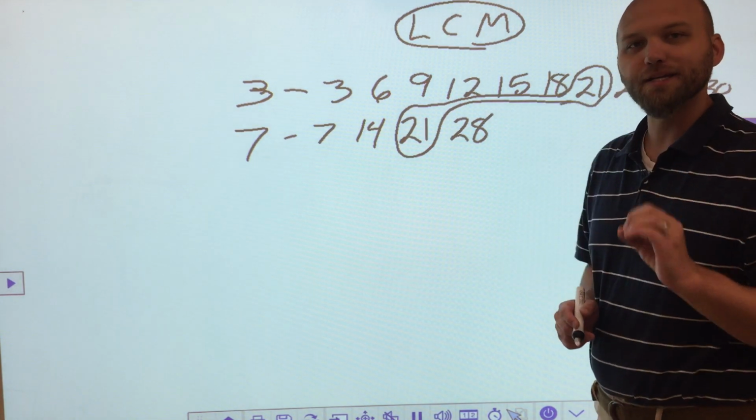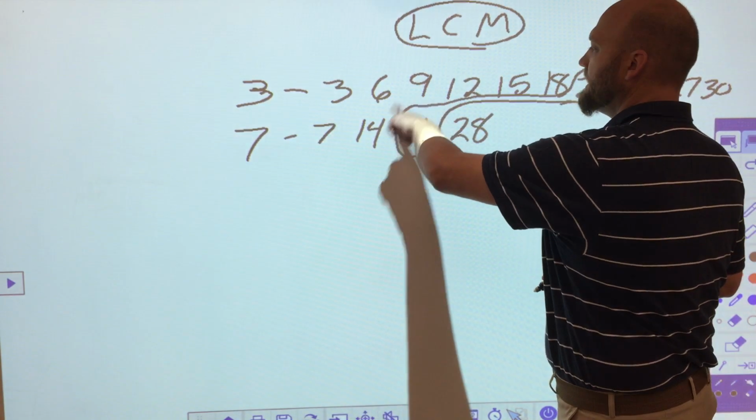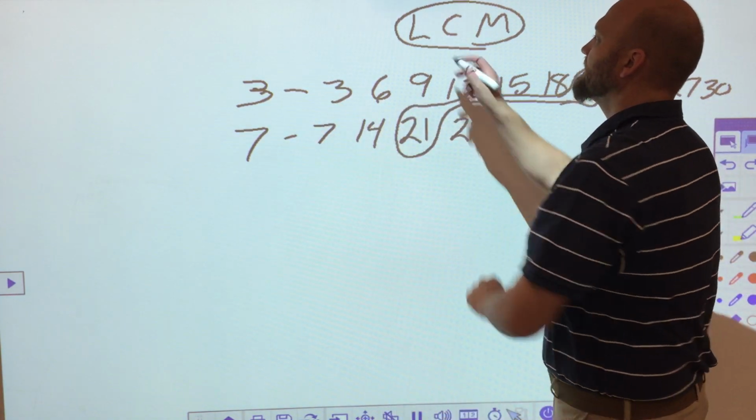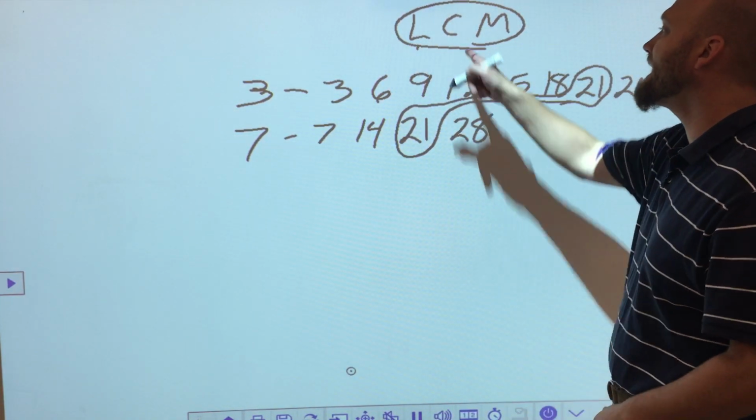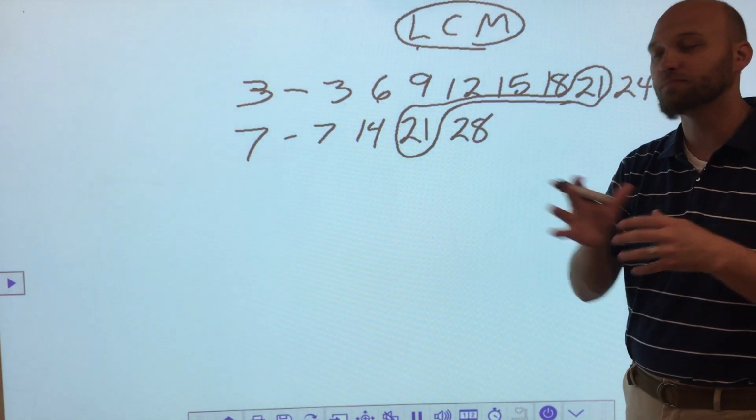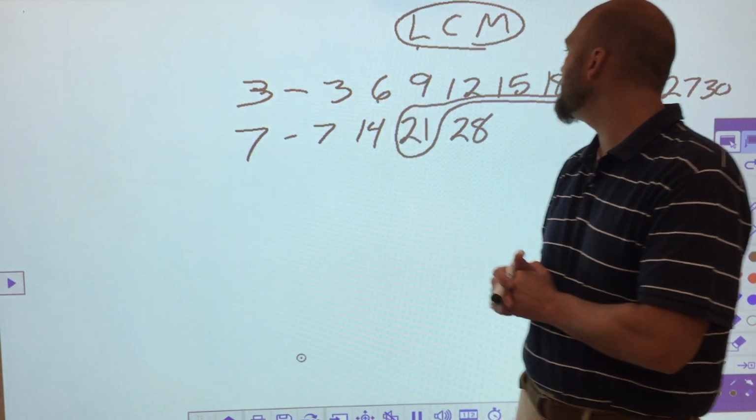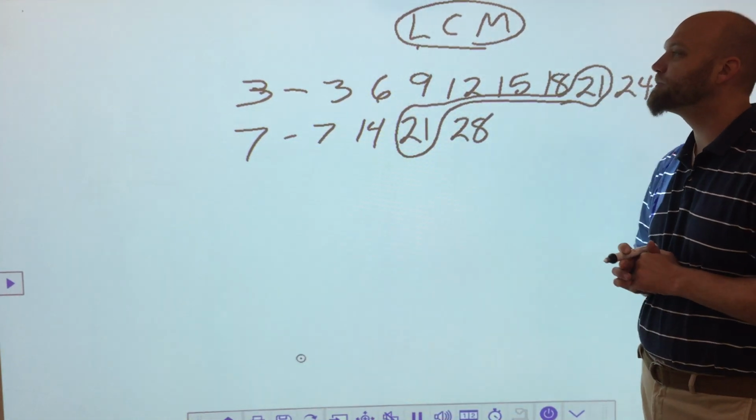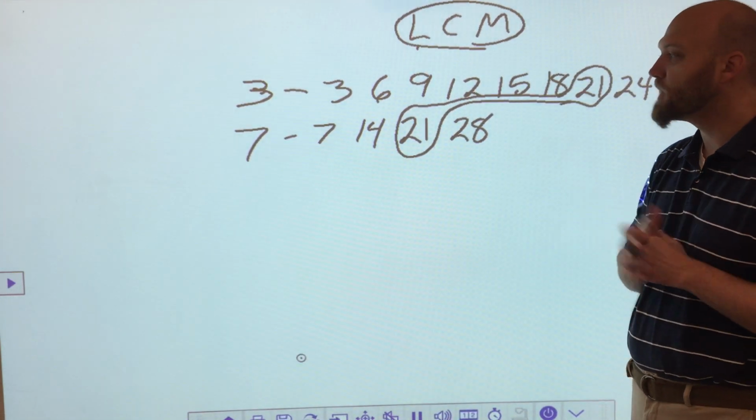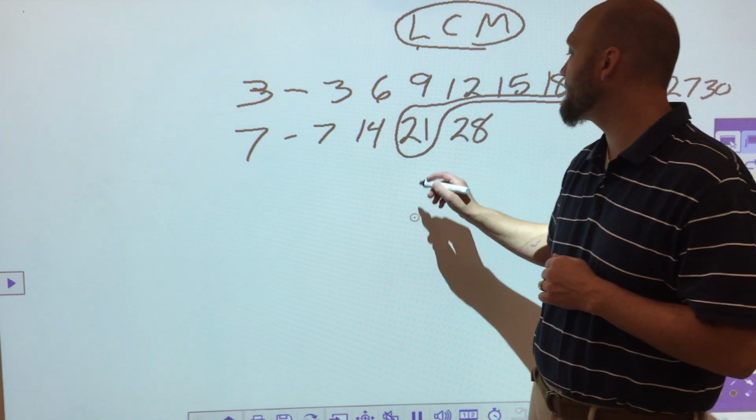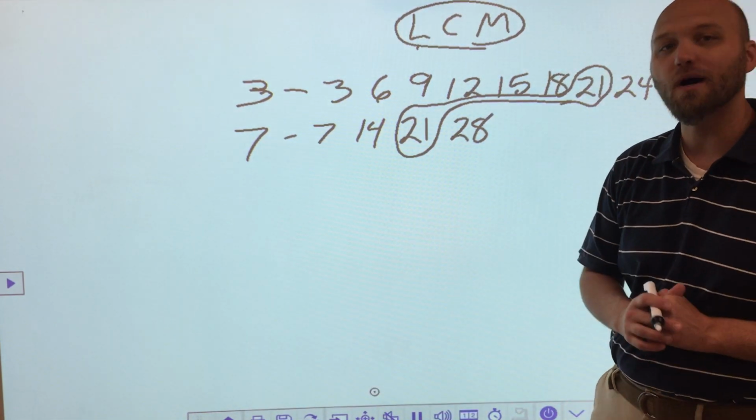I always want to go back and check my work though. Is there any other smaller number, least, meaning the smallest amount, common, a number that they share, and a multiple, we're multiplying them out. Is there any other number that could be an LCM, or a least common multiple, of 3 and 7? No, I don't see any. So the LCM of 3 and 7 is 21.